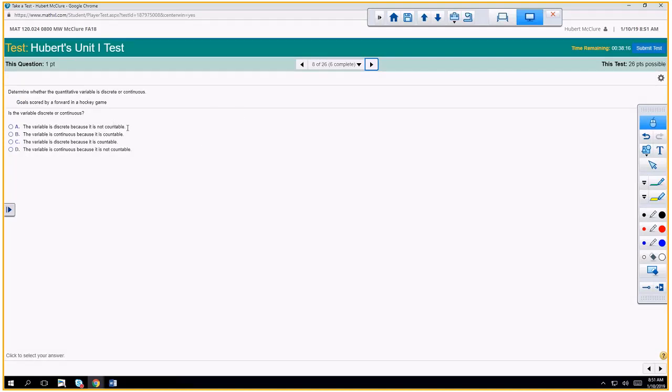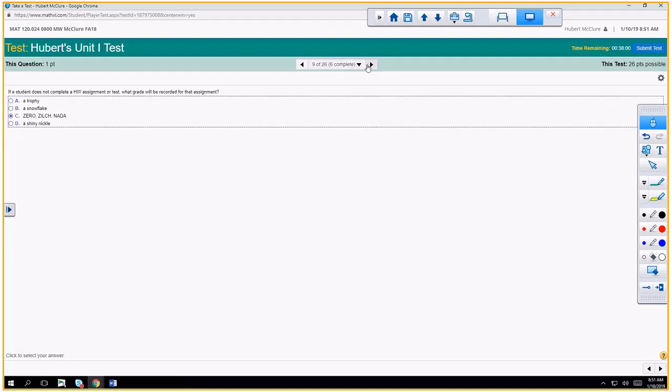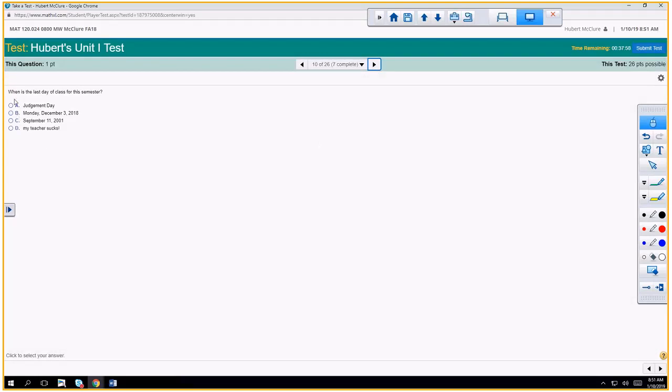Determine that's a math question. If a student does not complete a homework assignment or test, what grade will be recorded for that assignment? This is for the student that didn't know zeros decrease their grade. Okay? 0, zilch, nada. When is the last day of class for this semester?